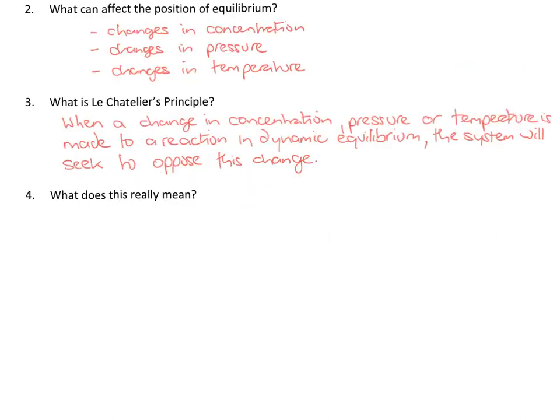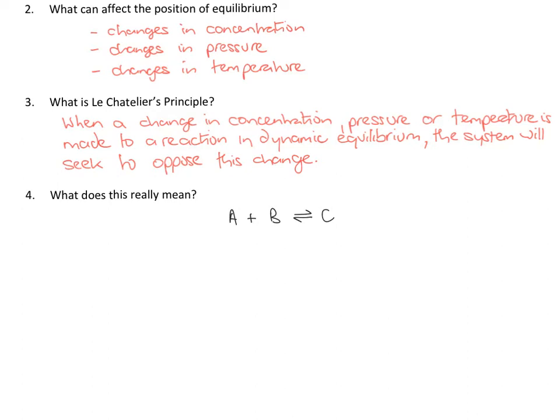So what does this really mean? Well, let's start with concentration, and let's consider it with our example reaction here, A plus B goes to C. So we can change the concentration of any of those in theory, right? We could add more A, we could increase the concentration of B, we can increase the concentration of C. But let's just focus on one of them.